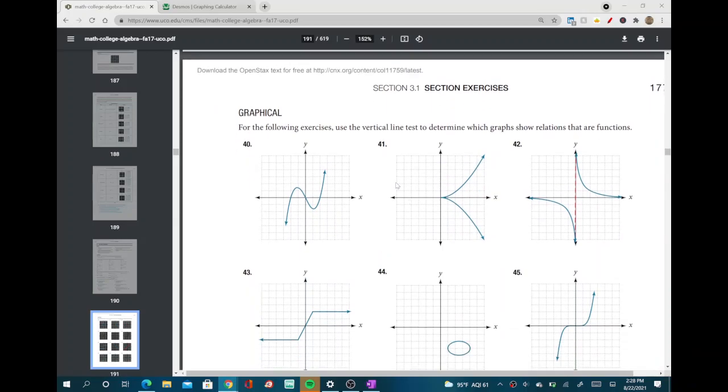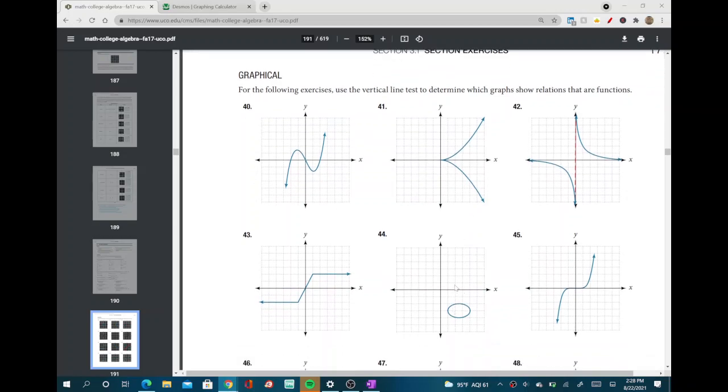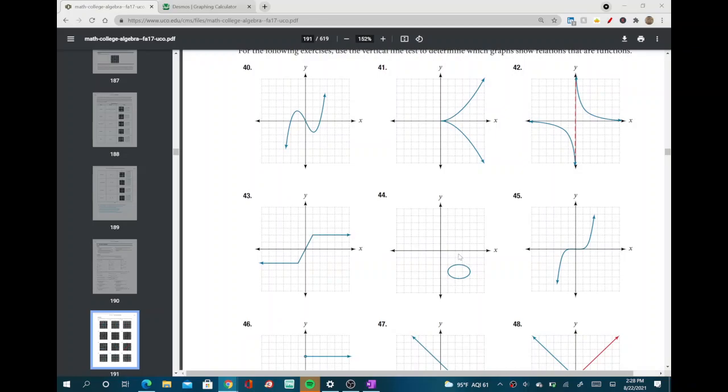Like number 40, we went over this earlier. This one is a function. Number 40 is a function because it does follow the vertical line test. The vertical line only crosses once, so it is a function. But what about number 41? You see how it crosses twice? There are two points where it crosses when you do the vertical line test. So clearly this is not a function. And what about number 44? You see how it's a circle, so it crosses right here and right here, right? So it is not a function.